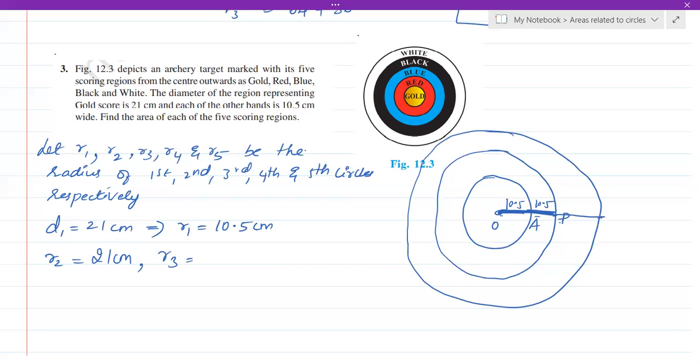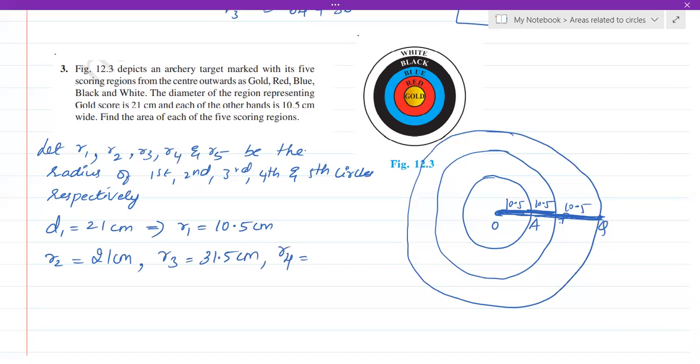Again this width, let's take this point as Q. Okay, and again this width is 10.5. So if you add all this, O to Q is the radius, right? If you add all this 10.5, you get the radius. So 10.5 plus 10.5 is 21. 21 plus 10.5 is 31.5 centimeter. That is R3.